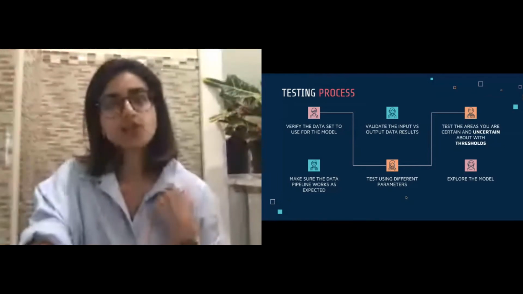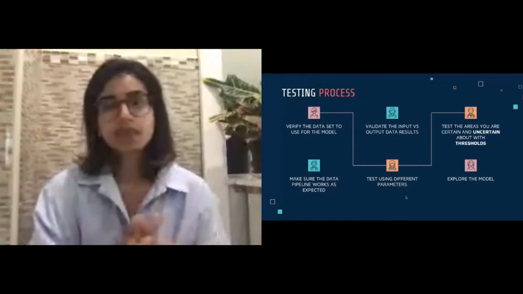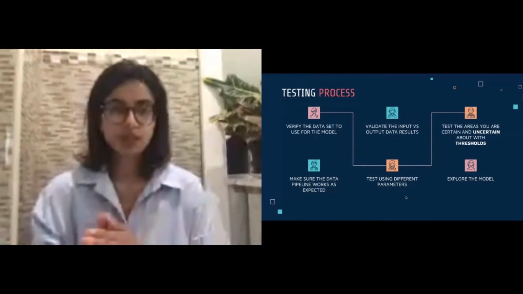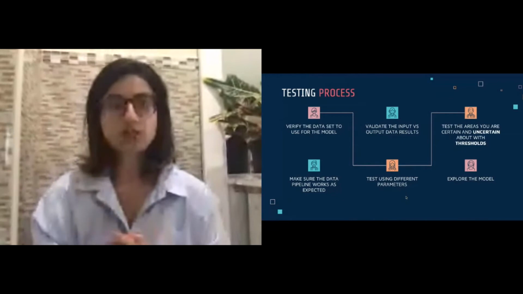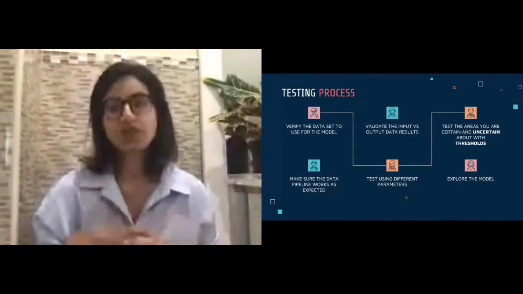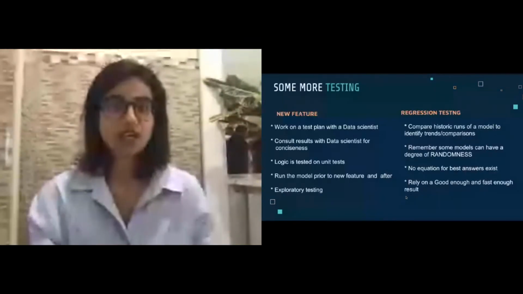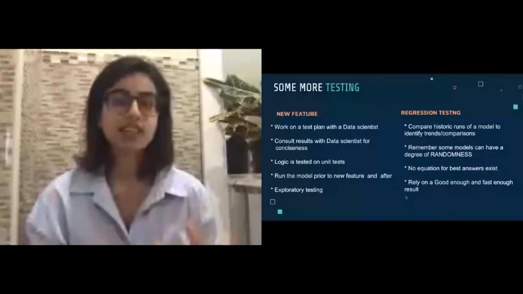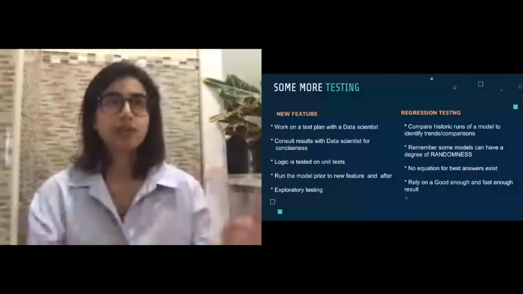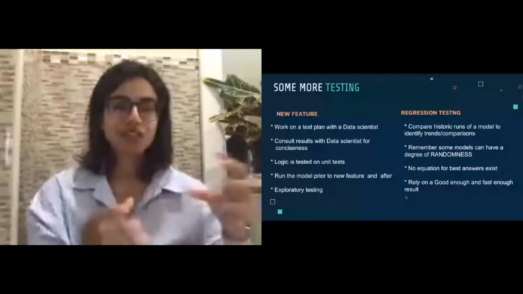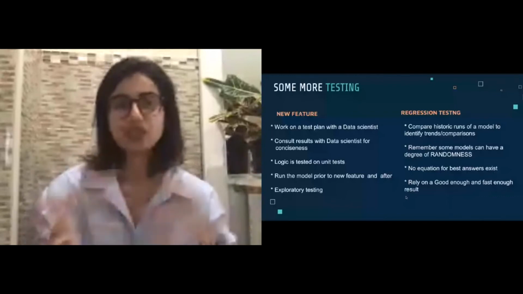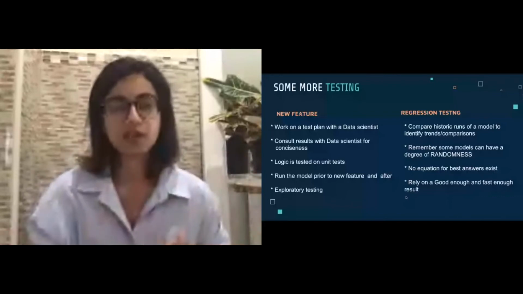Now, some more on testing. In the team that I'm in, I've experienced two types of testing, mainly when new features come in and regression testing. So what do I mean by this? When a new feature comes in, obviously you don't have anything to compare this new functionality with. You don't have any historic run with a new implementation in there. You just have old runs which didn't have these implementations.